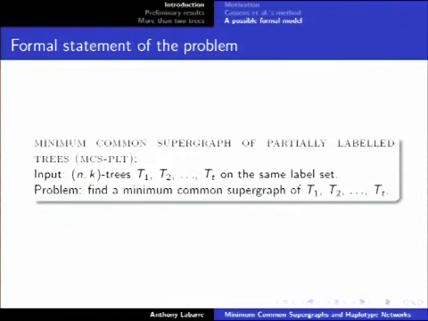All right, so the problem is clear. It is that of finding a minimum common supergraph of a set of partially labeled trees. So as input, you're given a set of partially labeled trees with n vertices, k of which are labeled. And the problem is to find the minimum common supergraph of those trees.